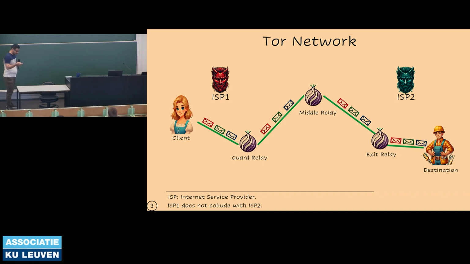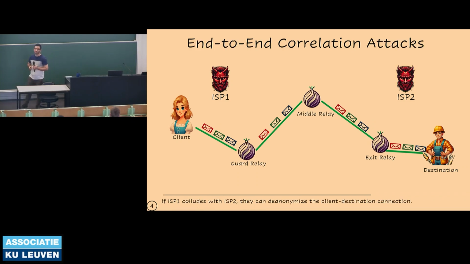So Tor, in this setting, will provide anonymity for the client-to-destination connection under two critical assumptions. The first assumption is that the guard relay and the exit relay are not owned by the same entity. And the second one is that the internet service provider who observes the network between the client and the guard relay is not the same as the one who owns the network between the exit and the destination. And as you might guess, if the latter is the case, we have a problem.